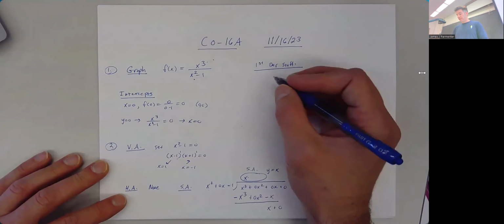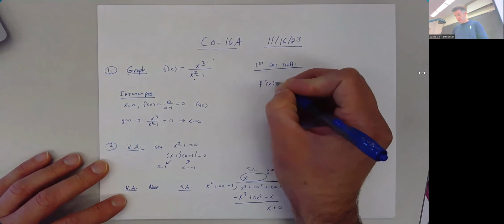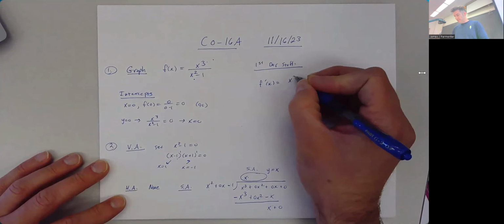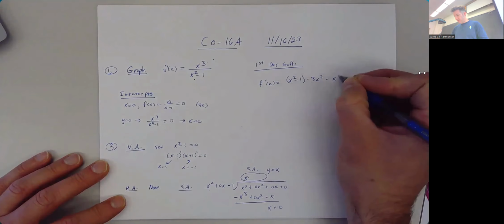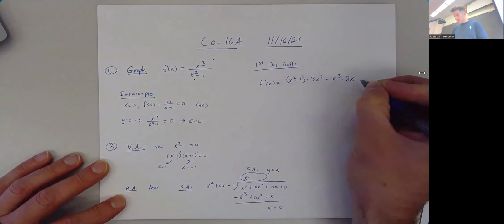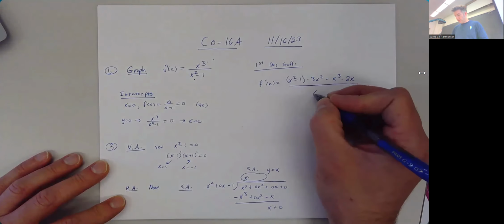So let's take the first derivative. Okay, so f prime of x is going to be the bottom times the derivative of the top minus the top times the derivative of the bottom, all divided by the denominator squared.